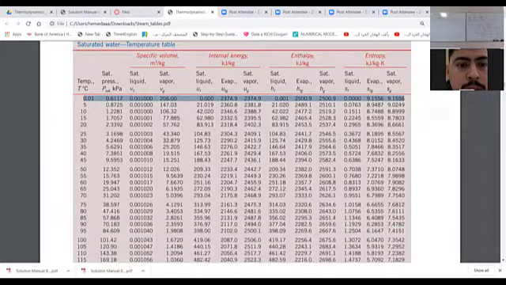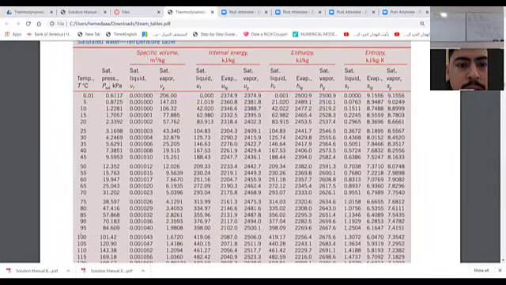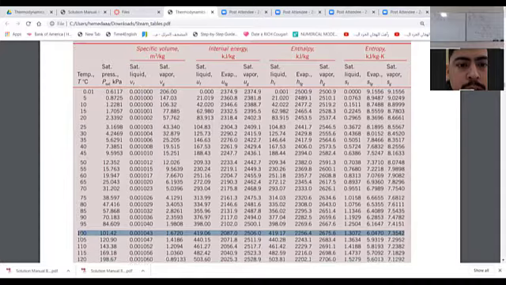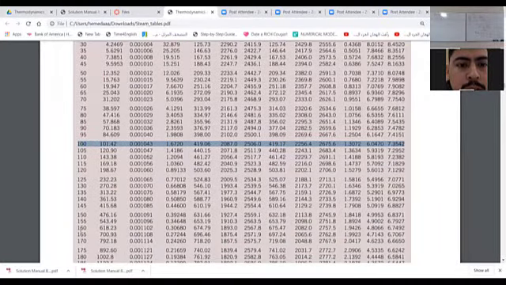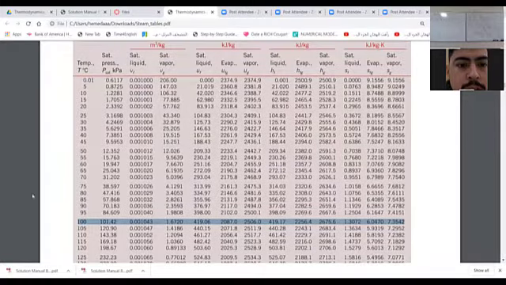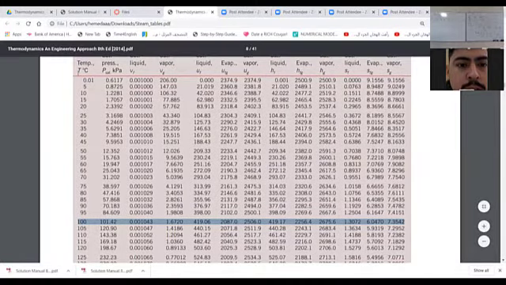Let's, for example, look at 100. Can you see the 100 line? It's called 100 Celsius. This line has temperature of 100. The saturated pressure is 101.32. This is in Celsius. This is in kilopascal. This is meter cube per kilogram, the same meter cube per kilogram. This is kilojoule per kilogram, and so on.